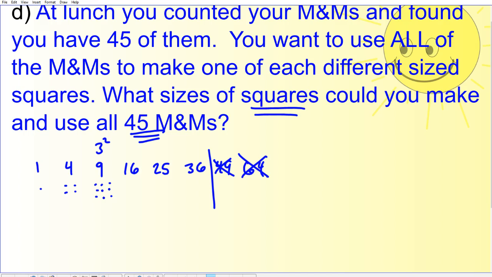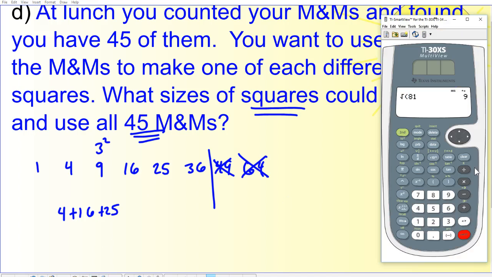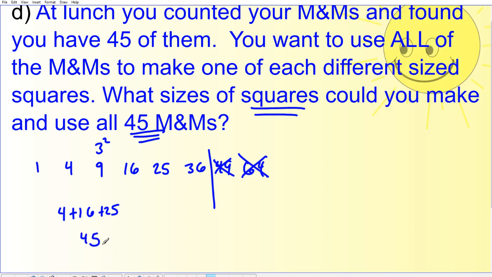So I'm honestly just doing some math combinations in my head. I'm saying, okay, if I take 36 plus 4 is 40, and then I don't have a 5 here. Okay, so that's not going to work out. If I take 25 plus 16 is 41, and then add 4, does that work out? 4 plus 16 plus 25, a square of this many, a square of this many, a square of this many. Let's double check our math here. 4 plus 16 plus 25 equals, hey, that's exactly 45.